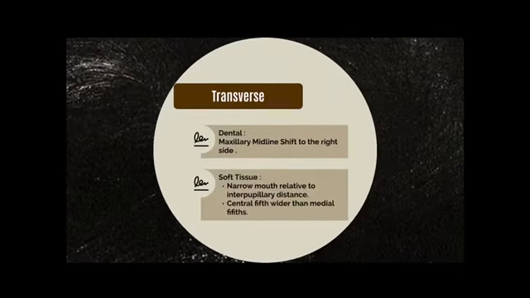From the transverse dimension, dentally, she had a maxillary midline shift toward the right side by 2 mm, and in soft tissue, a narrow mouth relative to the interpupillary distance, and a central fifth wider than the medial fifths.